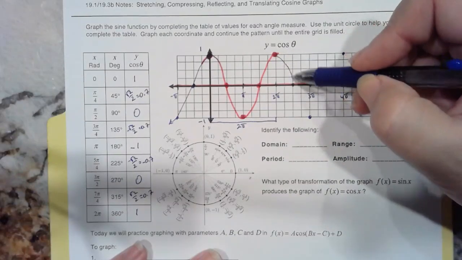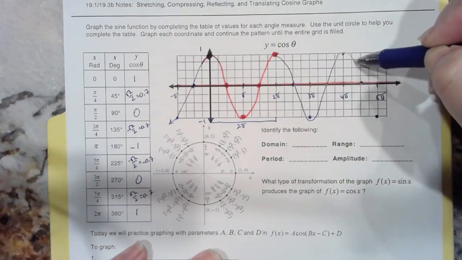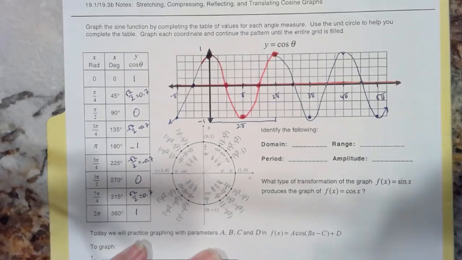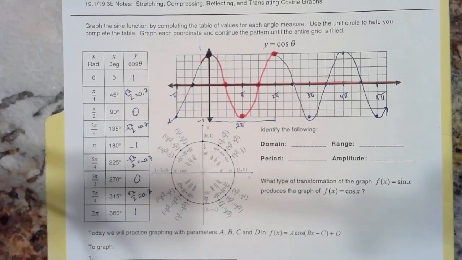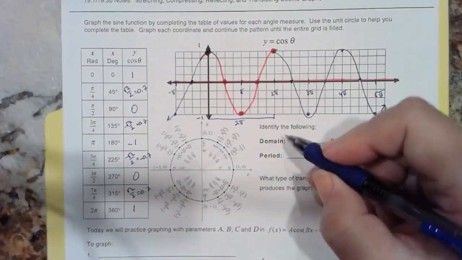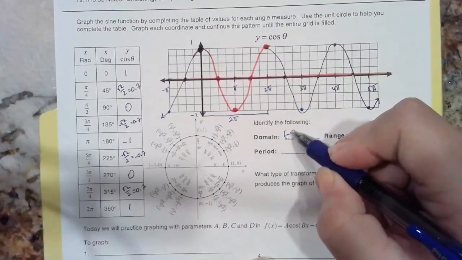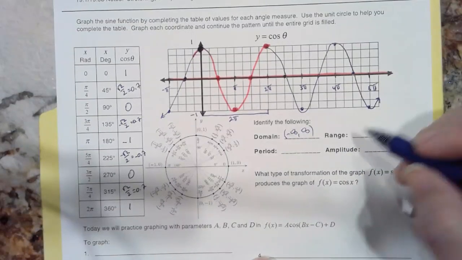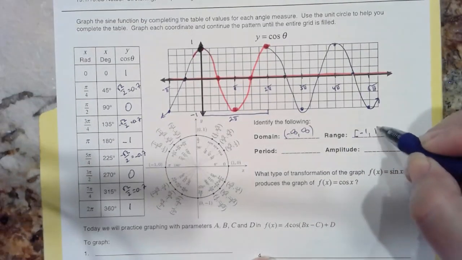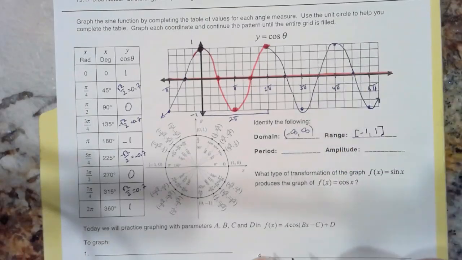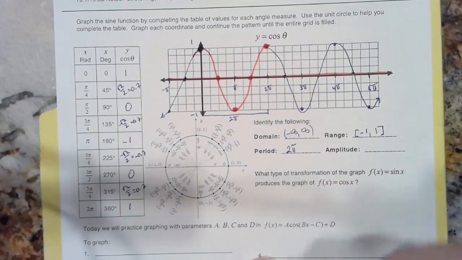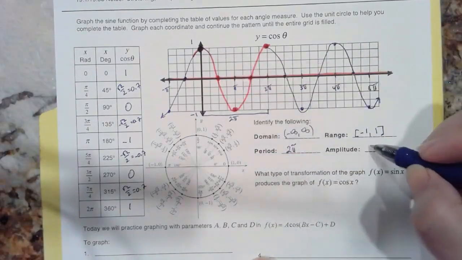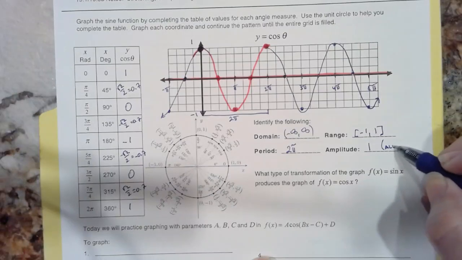So let's see if I can connect. And just like yesterday, you do not have to do all of the periods. It's enough to just do one period. Domain has not changed. So domain is open brackets, negative infinity to positive infinity. And range again has a limit, -1 to +1, close brackets because it ends there. Period in the function that we looked at is 2 pi, and amplitude was 1, again always positive.